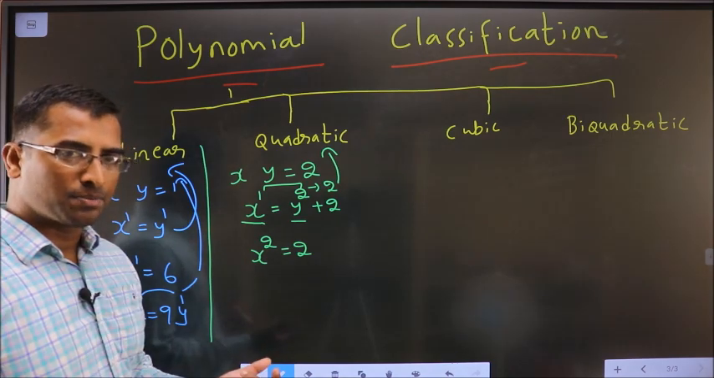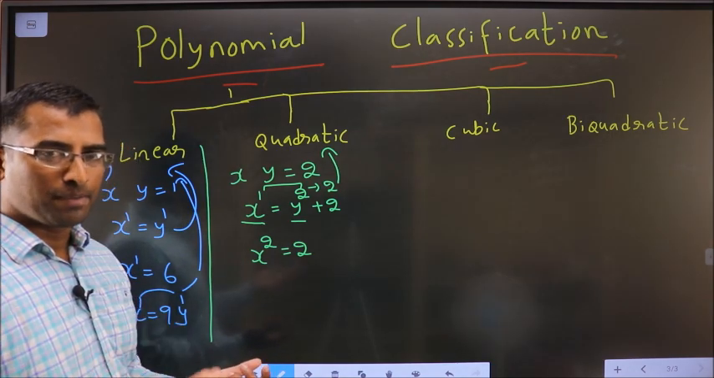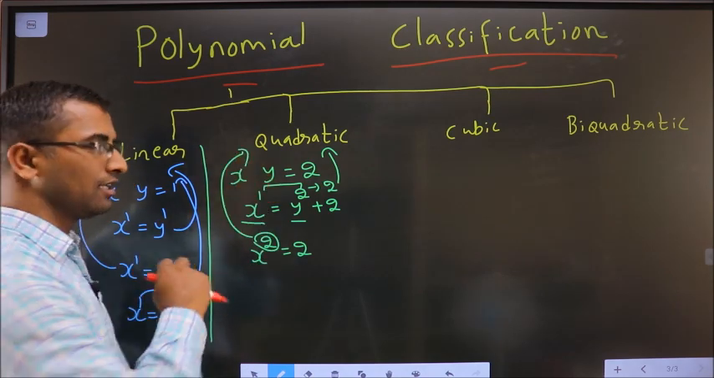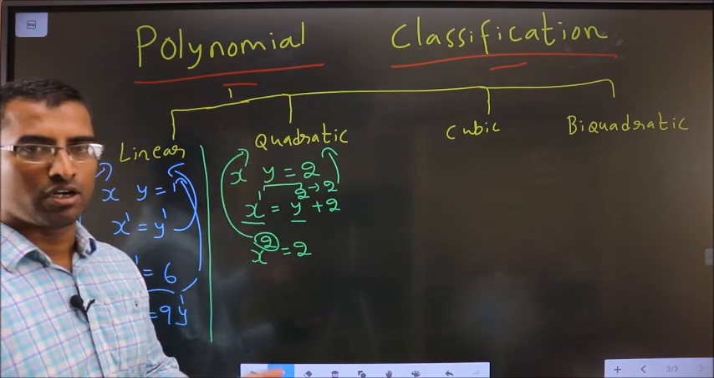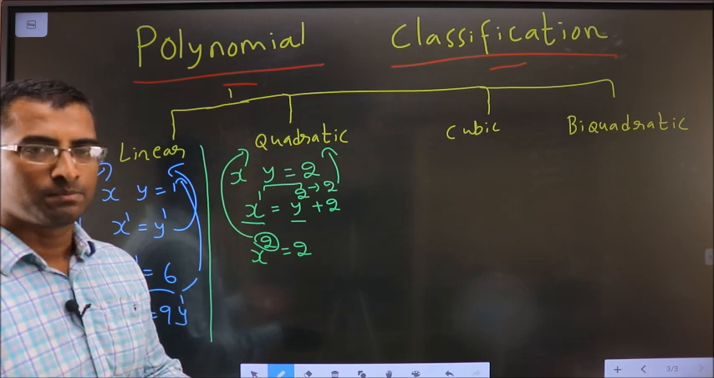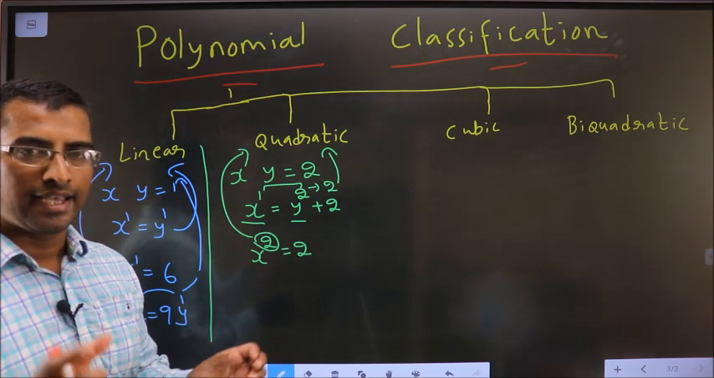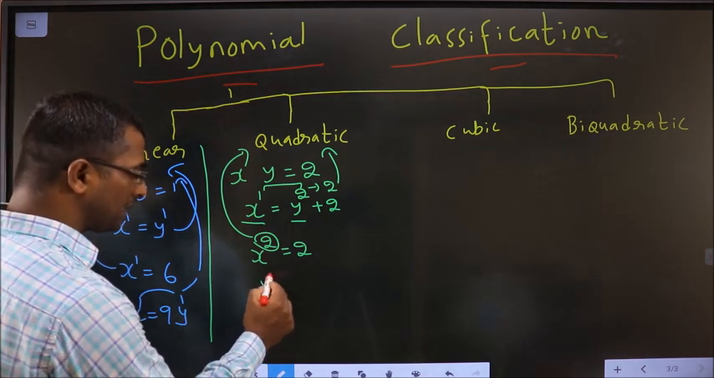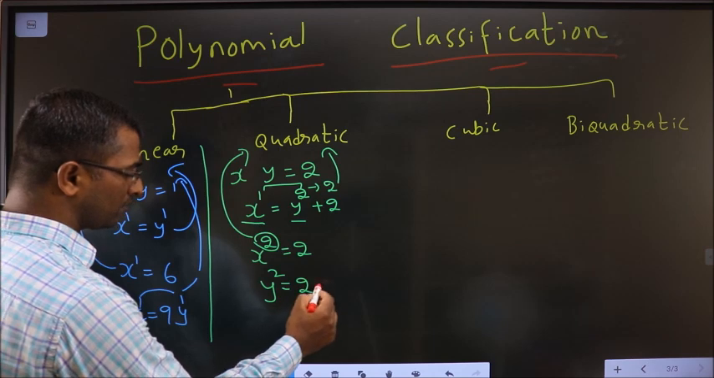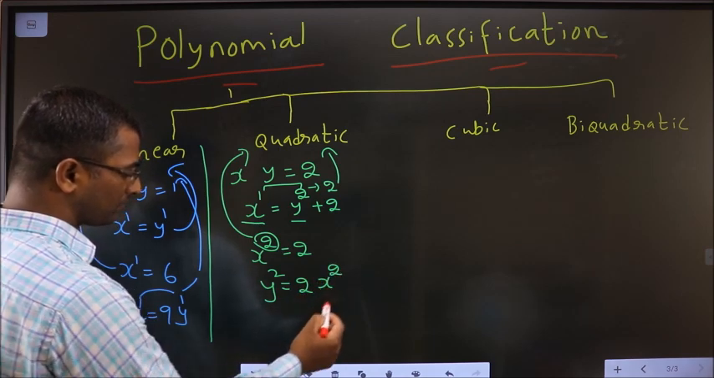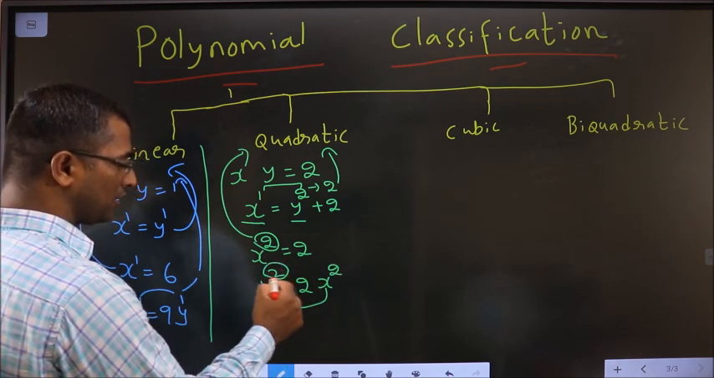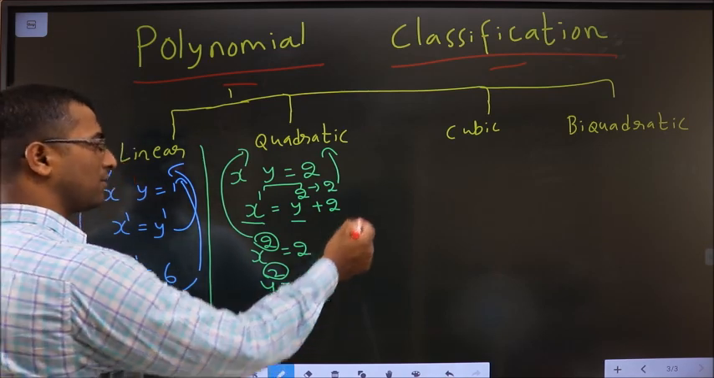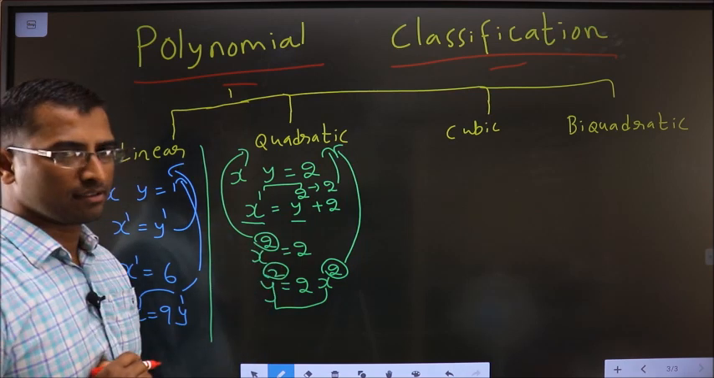Only one variable is present. So what is the power on that variable? 2. So it's quadratic. How many variables are present is not of much importance. Only importance is highest power on the variable should be 2. Another example is, let us say y square equal to 2x square. Two variables, both are having power 2. Highest is also 2, so that can also be called as quadratic.